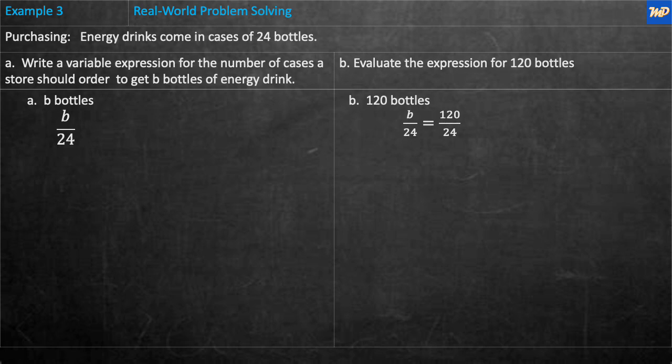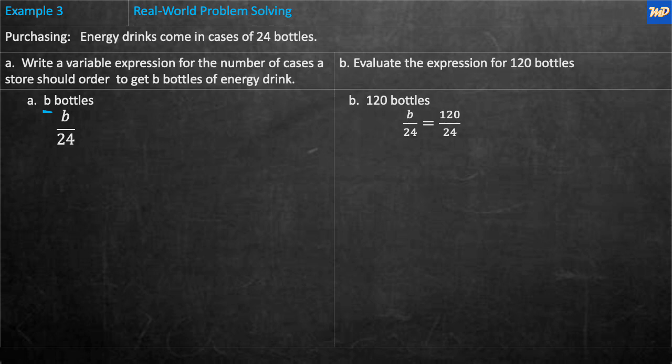It says, write a variable expression for the number of cases a store should order to get B bottles of energy drinks. Well, first of all, you should know that when we write the variable here, we're using a B for the number of bottles. The reason is because we used a B right here in bottles, and it helps us remember. If we use a B for the variable, we'll remember in the future that B was for bottles, or the number of bottles. It's kind of a little trick that you can use to help keep it straight in your mind.